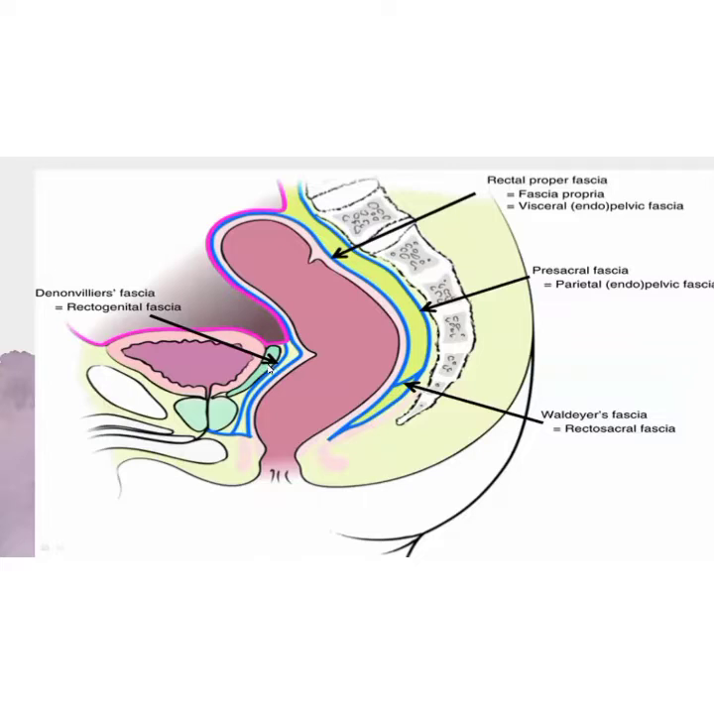There is a triangular area between the two ducts. So between the seminal vesicles or the ejaculatory ducts, we have a triangular area that is represented as the blue color area over here, and that is called the fascia of Denonvilliers. Rectovesical fascia.